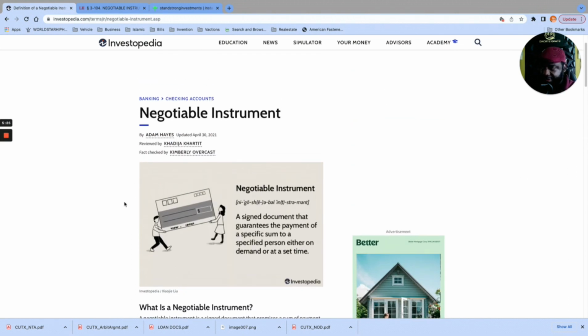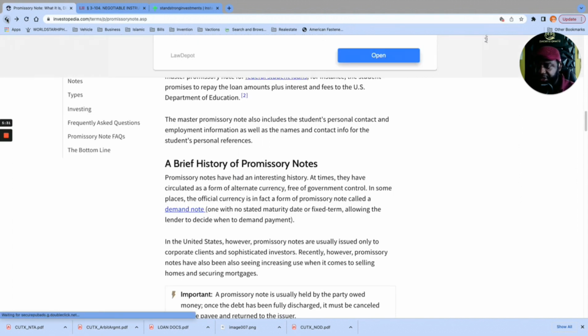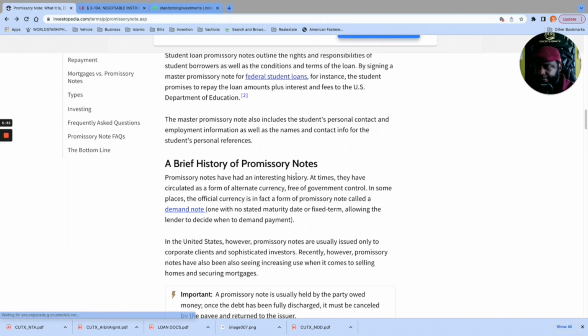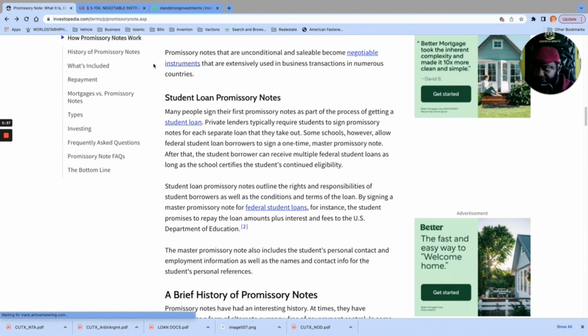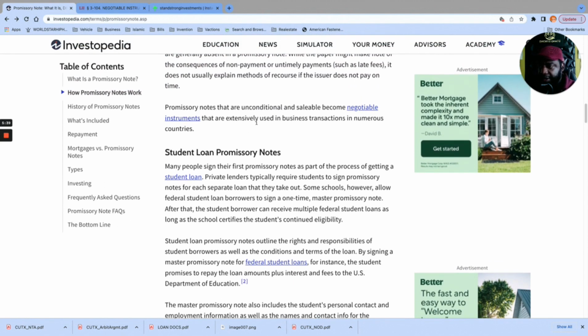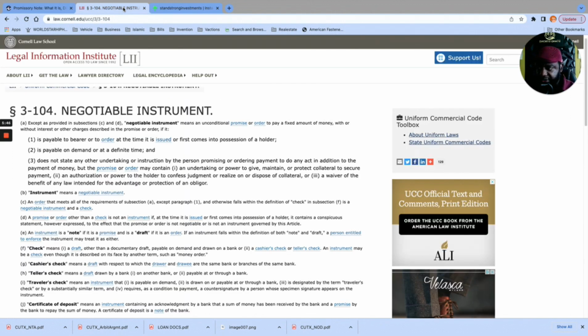All right, and we're going to go ahead and bounce back. But you see how when we start looking at these definitions, they build on each other. All right. Now let's see, where were we at here? Negotiable instruments. All right. So now it's going to start talking about student loan promissory notes. No, we're not going to go into all of that. Let's look at the UCC on negotiable instruments now.